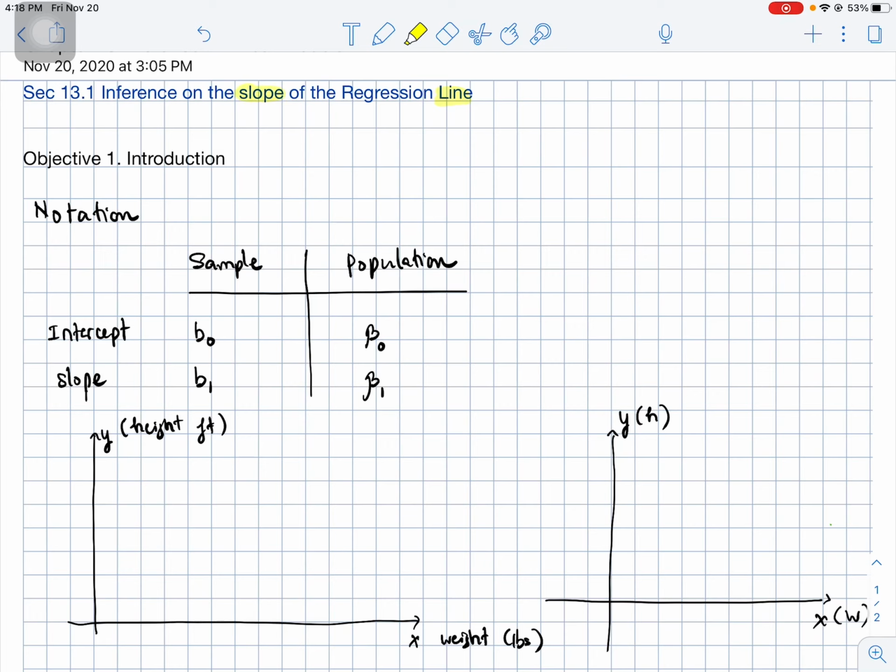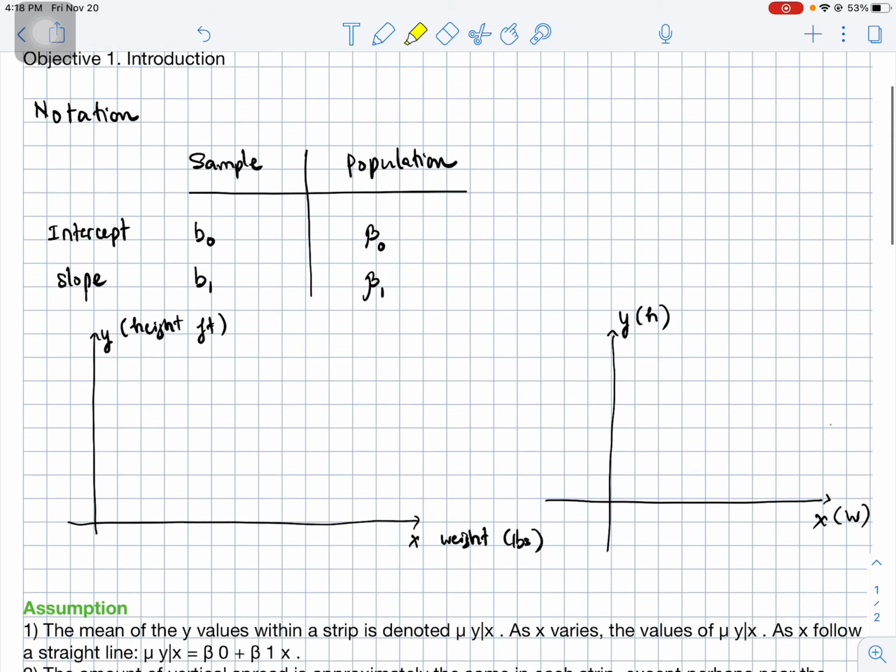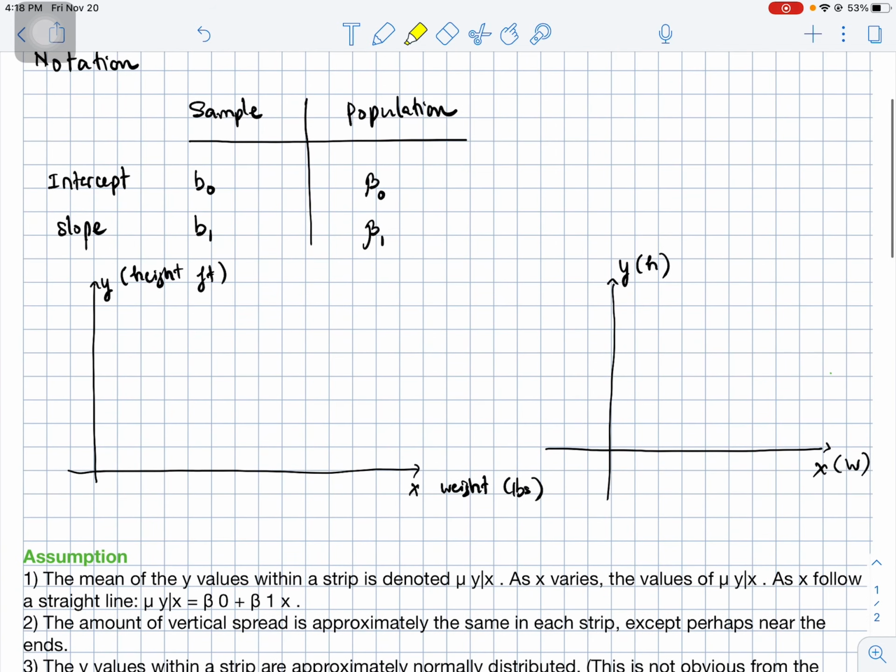Let's recall the notation. We have sample and population. The intercept for the sample is b0, and the slope is b1. For the population, beta 0 and beta 1 are the intercept and the slope. We look at the example.